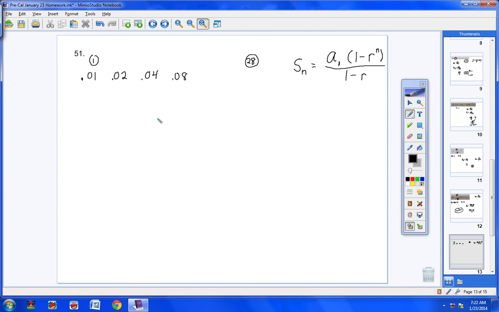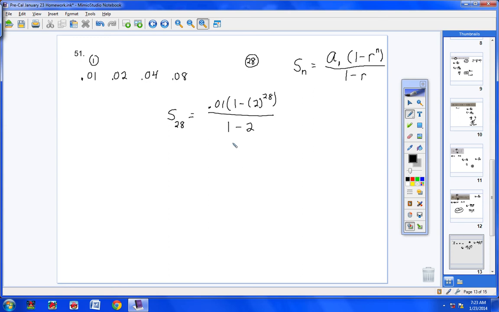So I'm going to write the sum of 28 terms equals, well, then I put my first term, which is 0.01, and then inside the parentheses 1 minus, then parentheses and put a 2. And then for n we would put 28, all over 1 minus r, 1 minus 2.